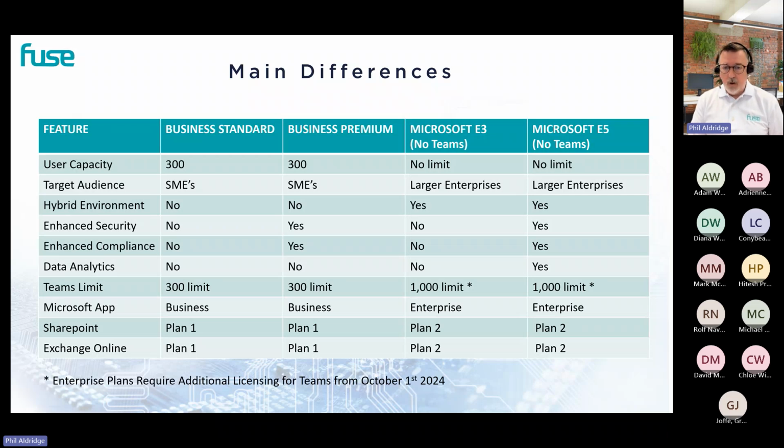If Power BI is important for you, then E5 comes with it built in. Of course, you can buy it as a standalone product for any of the other licenses, but it comes built into E5. Business Premium does not have Power BI built in except for the free version. The other limit is the Teams limit. Because there is a user capacity on the Business Premium and Standard, there is a Teams capacity on Business Premium and Standard of 300. But you should also note that for E3 and E5, it's a 1,000 person limit on Teams.